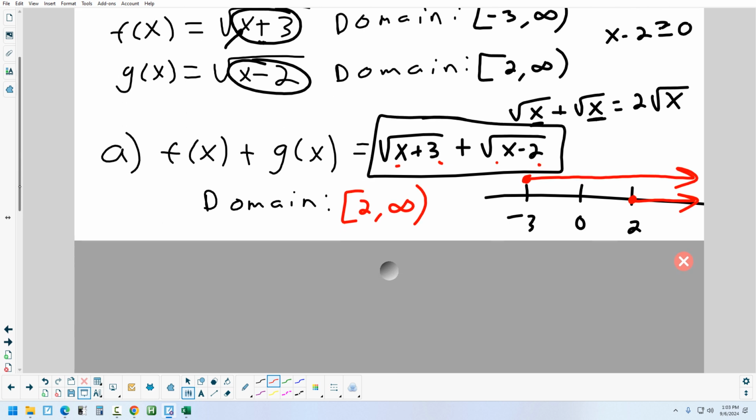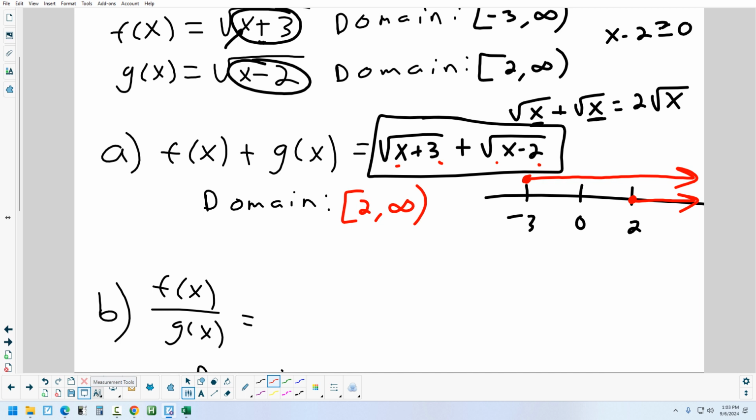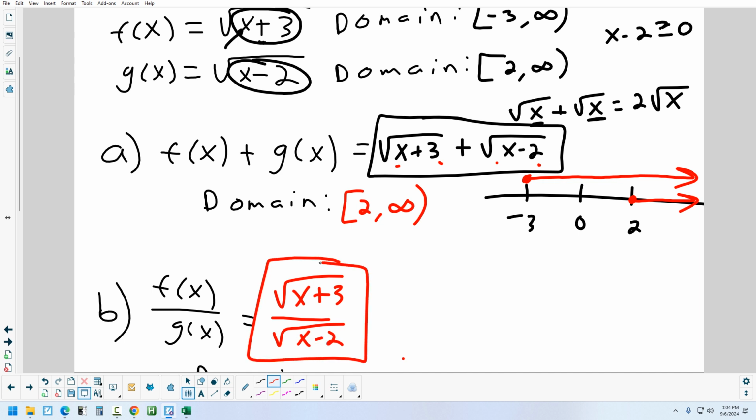Let's take the same thing, except now let's divide them. All right, now we're going to take f of x and g of x and divide them. Someone remind me, what was f of x? Square root of x plus 3. Okay, what's g of x? Square root of x minus 2. Okay, so there's our function when we divide them.